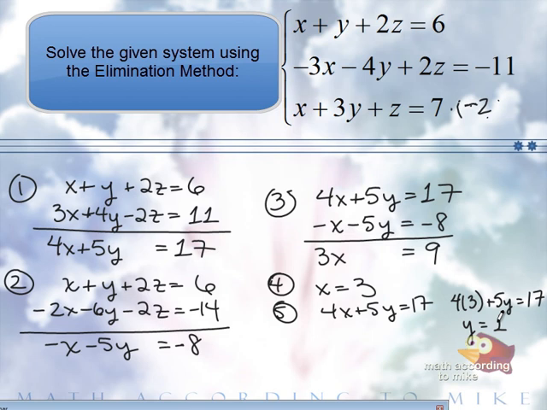Now that we have 2 of the variables solved for, x and y, we go back to any of the original ones as long as there's a z there, which they all have, and solve for z. Why don't we use the third one? So instead of x plus 3y plus z equals 7, we found x to be 3, we found y to be 1, and what does this say about z? Z equals 1.